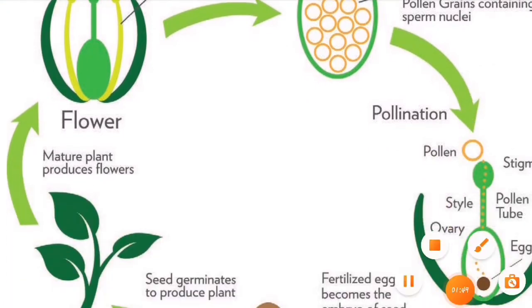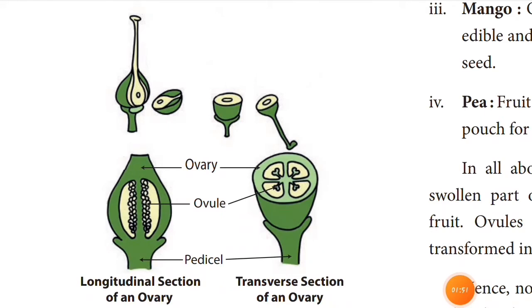Clear, children? Okay, children, see this diagram. This is one of the parts of the plant, the flower. Flower portion. See the first picture, children: longitudinal section of the ovary. You have to cut the portions. And see the next picture: transverse section of the ovaries. They are cutting the transverse section.